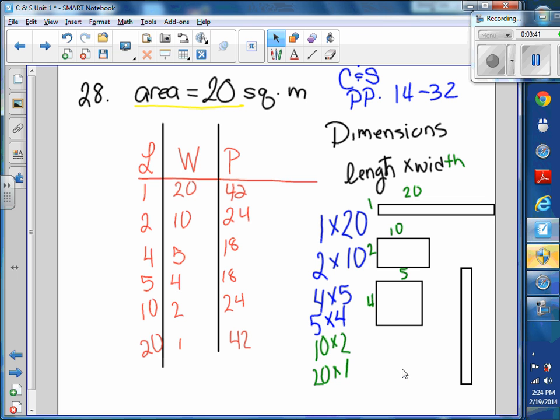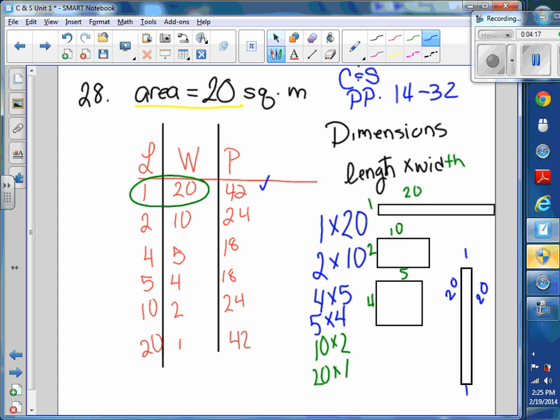So on problem 27, 8, and 9, you have to first figure out the length, the width, and the perimeter. They gave you the area, and you have to figure out all the combinations of length and width that give that area. So the first thing is to figure out like a 1 by 20, and then think about the picture. Then your perimeter would be adding up the 4 sides of that picture. So this is 1, and this is 20, and this is 20, and that's 1. Adding up the 4 sides gives me a perimeter of 42. Does that make sense?